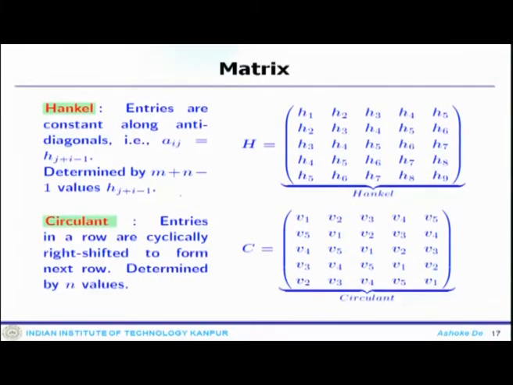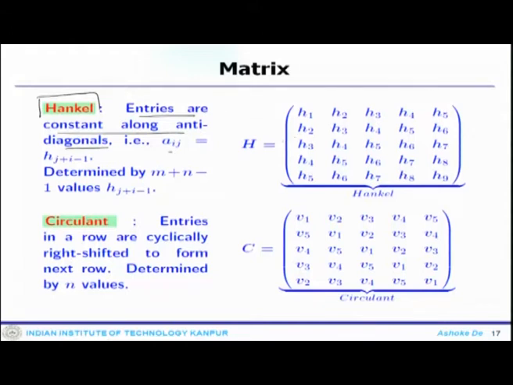Now, also Hankel, which is another matrix. When the entries are constant along anti-diagonals, that means a_ij equals h_(i plus j) or h_(i plus j minus 1). That means all the entries are constant along anti-diagonal terms. Anti-diagonal terms means these are the components sitting in the diagonal.